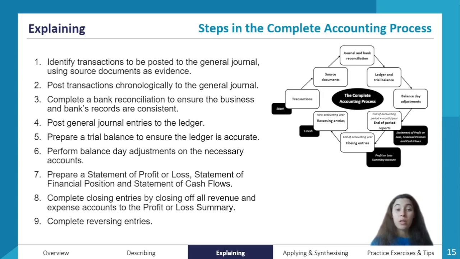Then you post the transactions you've identified chronologically to the general journal. So that just means in the order that they occurred. If you've got a transaction on the 1st of June, the 15th of June, and the 20th of June, that's the order that you would do it in, because you're going from the first one to the last one. You then complete a bank reconciliation, and this is about making sure that the business's records are consistent with the bank's records and vice versa.